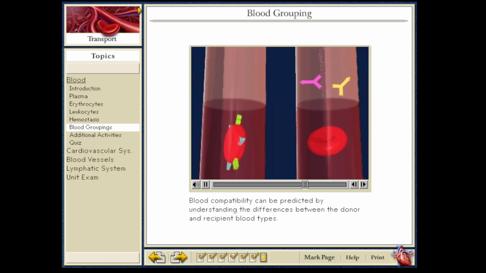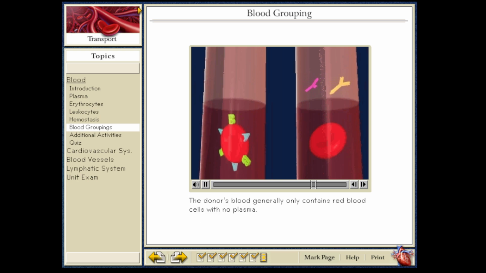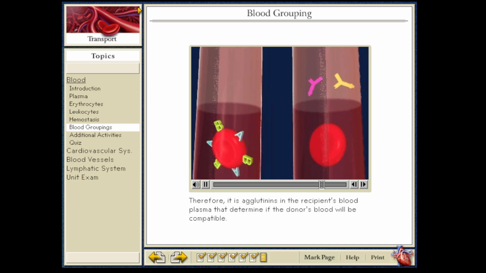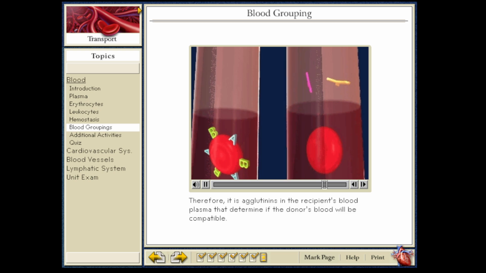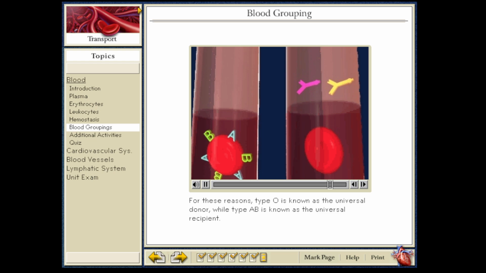Blood compatibility can be predicted by understanding the differences between the donor and recipient blood types. The donor's blood generally only contains red blood cells with no plasma. Therefore, it is agglutinins in the recipient's blood plasma that determine if the donor's blood will be compatible. For these reasons, type O is known as the universal donor, while type AB is known as the universal recipient.